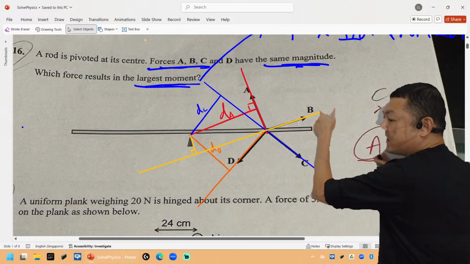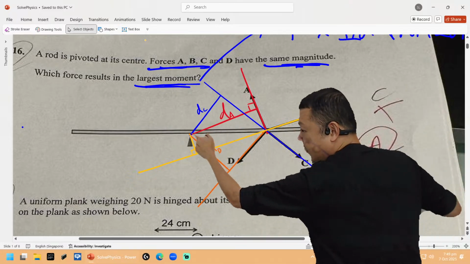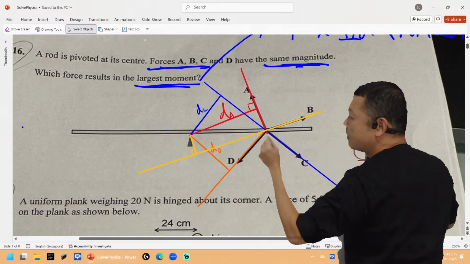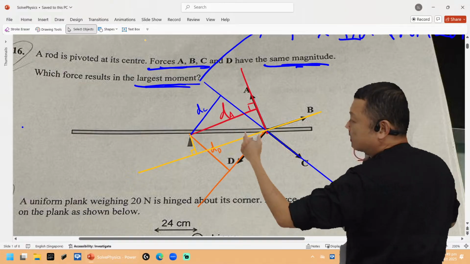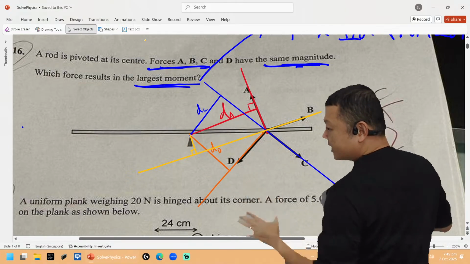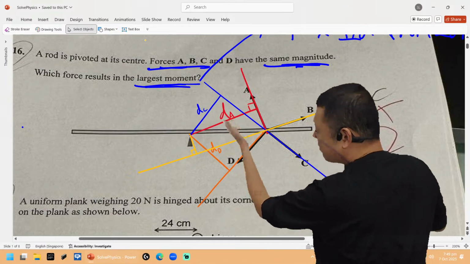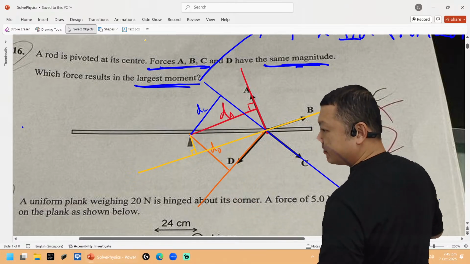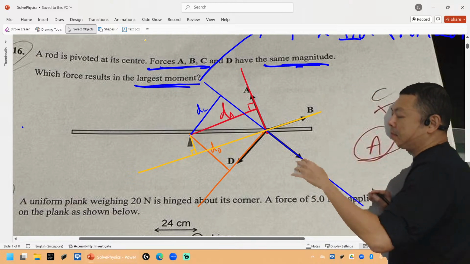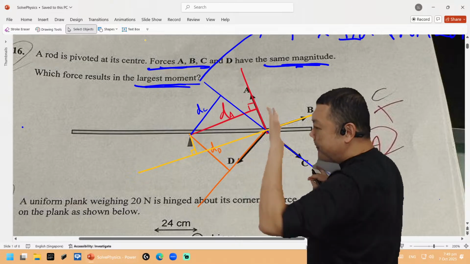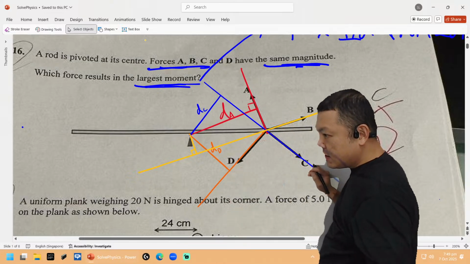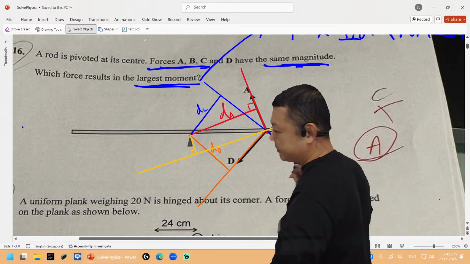So the moment of B about this pivot is B times this distance. The moment of A is A times this distance. If you do the measurement, from my point of view, A is the answer. A will give you the biggest moment, because A has the biggest perpendicular distance to the pivot. That's the answer.